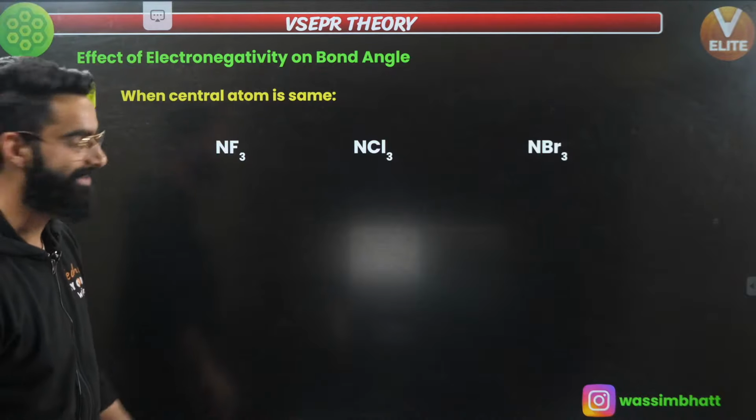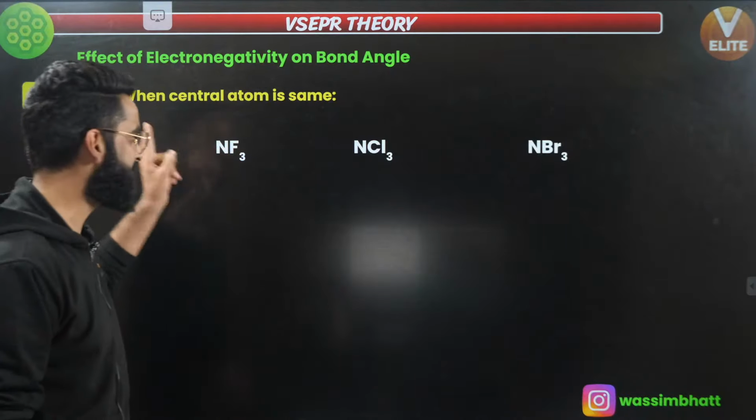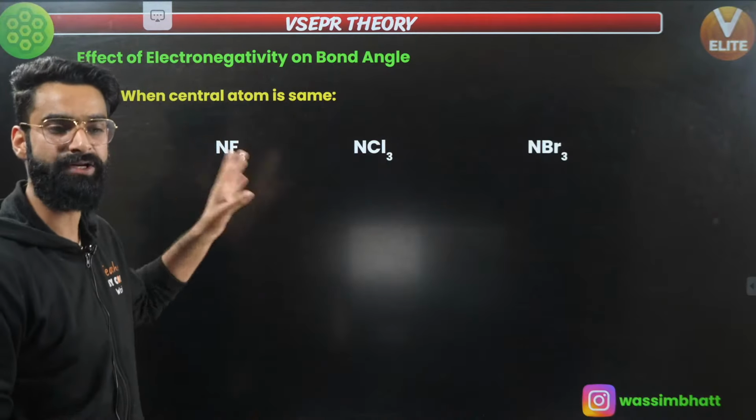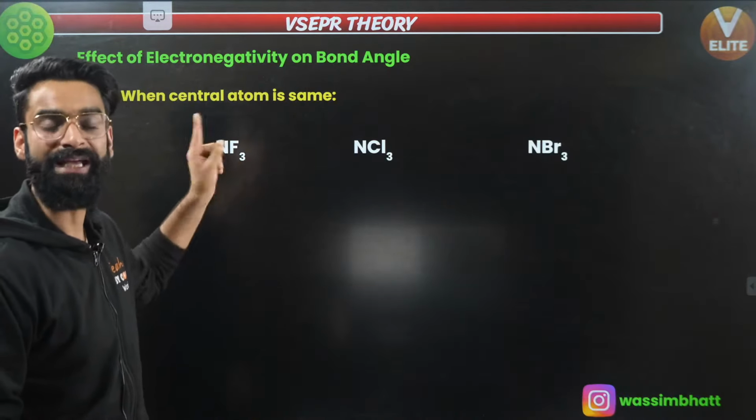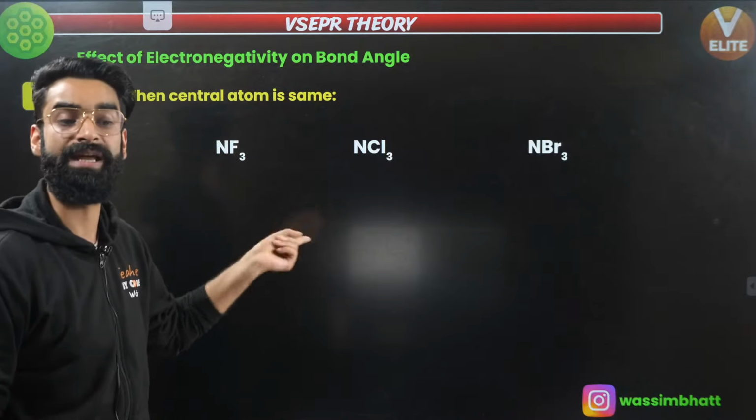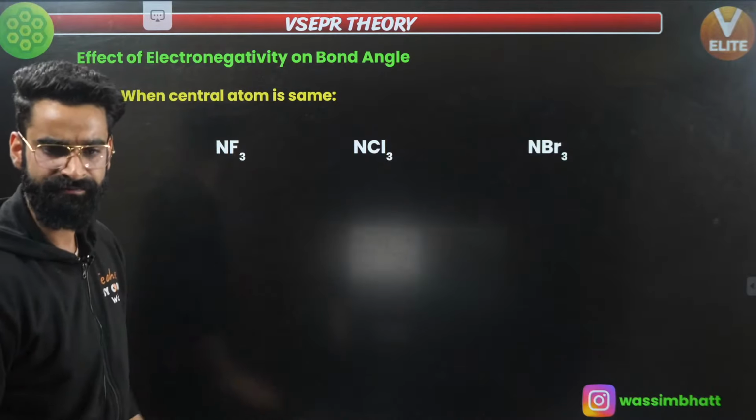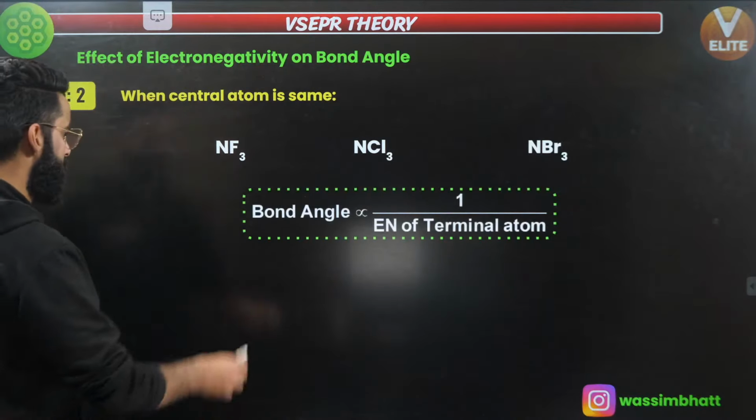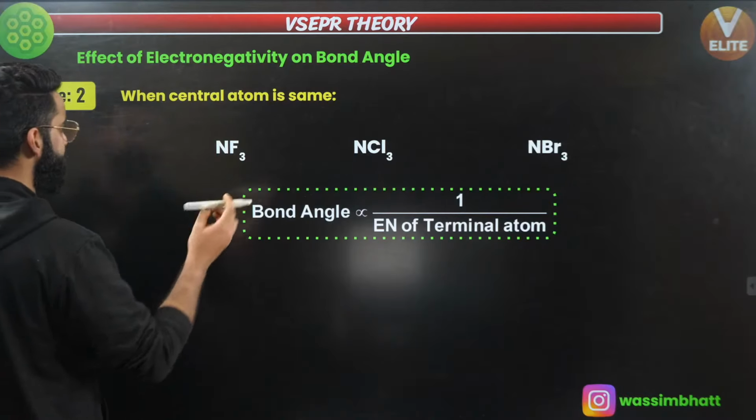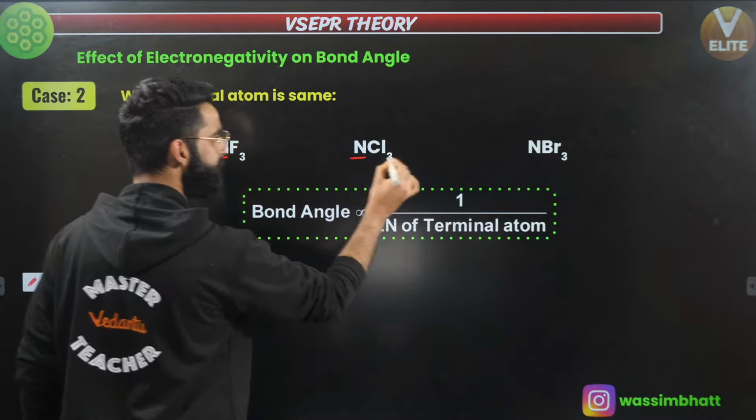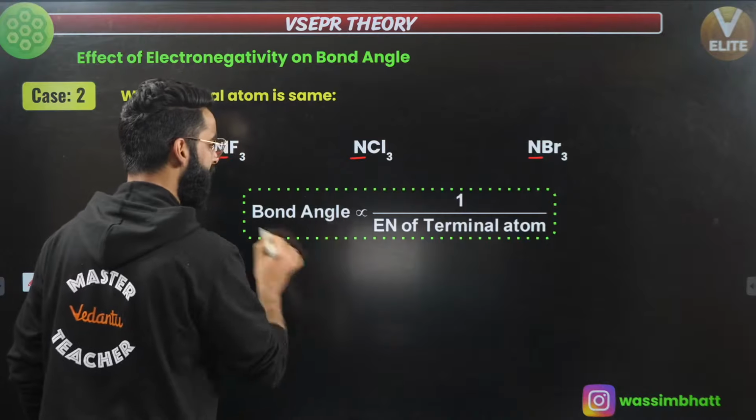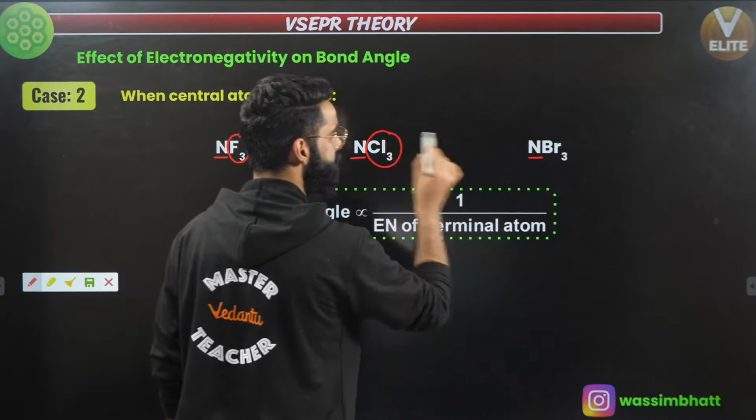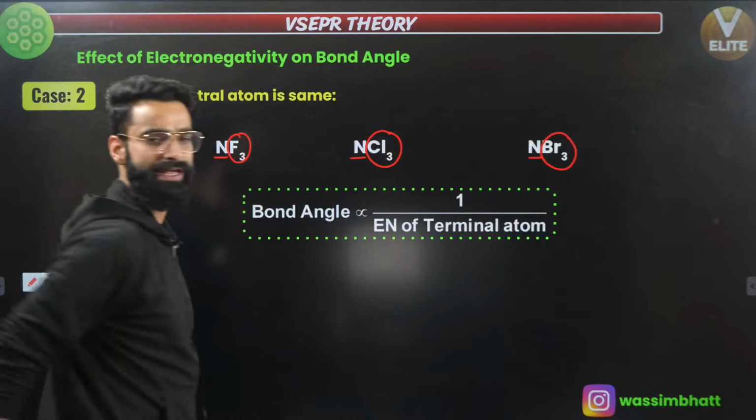Exactly, Yasir, exactly. So in short, what you're going to remember, when the central atom is same, bond angle is inversely proportional to electronegativity, okay? Not the electronegativity of the central atom, electronegativity of the terminal atoms, right? So people, have a look. Whenever your central atom is same, the bond angle is directly proportional to electronegativity of these terminal atoms. Electronegativity of these surrounding atoms, I must say.